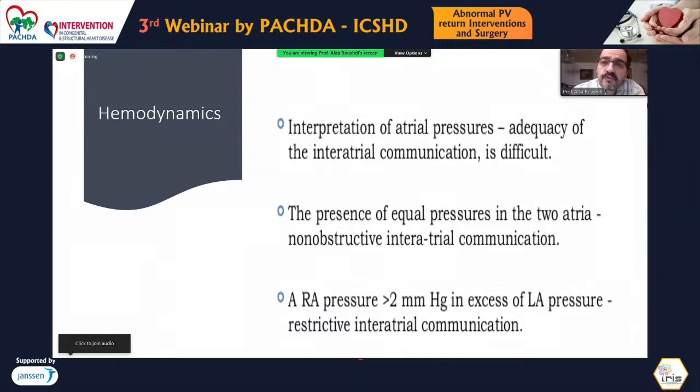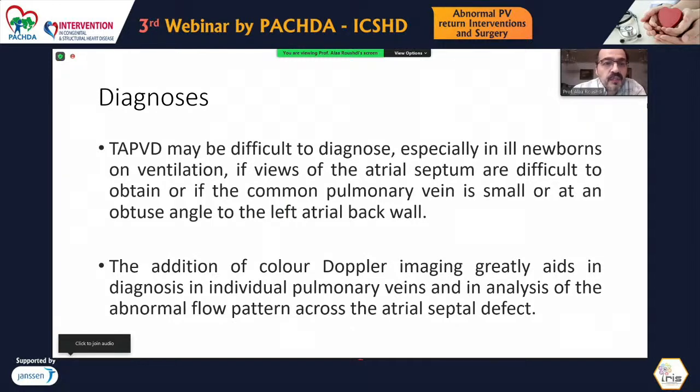The interpretation of atrial pressures and the adequacy of the inter-atrial communication can be difficult, and the presence of equal pressures in the 2 atria usually denotes no obstruction. However, a right atrial pressure more than 2 mm mercury higher can reflect obstruction across the inter-atrial communication. What about the diagnosis of total anomalous venous drainage? Diagnosis may be difficult, especially in ill newborns on ventilation, because views of the atrial septum and the left atrium can be difficult. But the addition of color Doppler imaging greatly aids in the diagnosis.